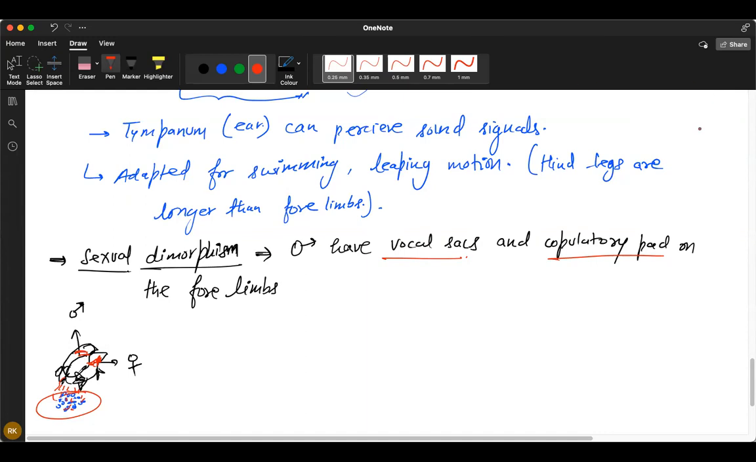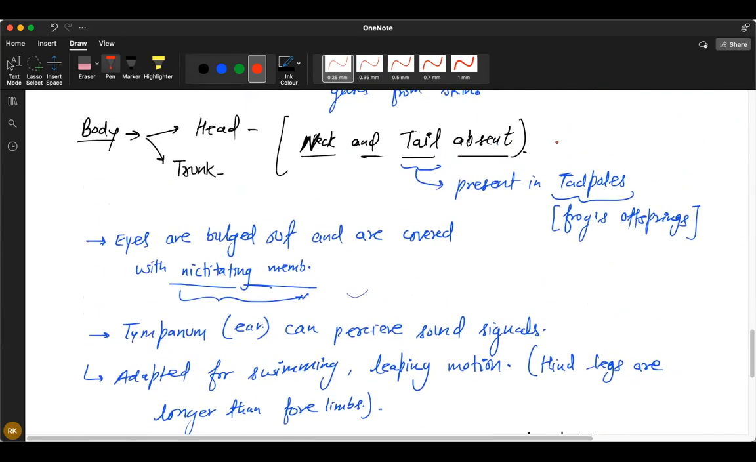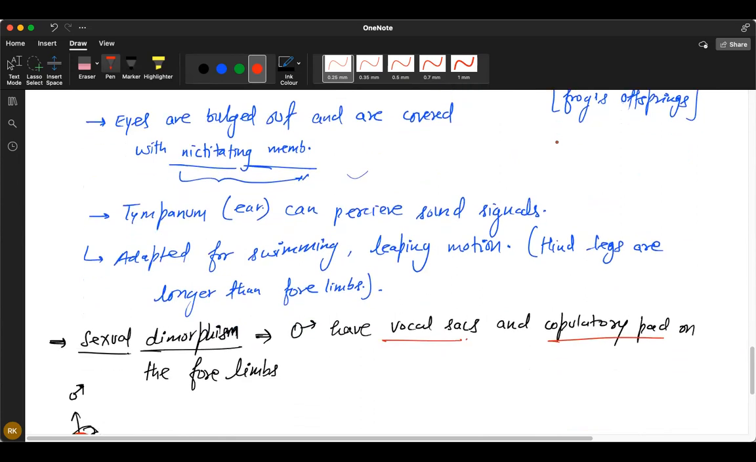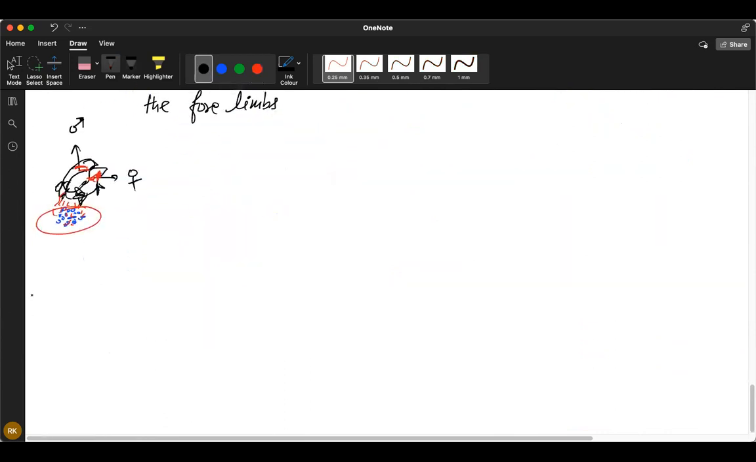Okay, cool. Now, this was about morphology and sexual dimorphism. Is there anything that we are missing out? Okay, now let's go to anatomy.